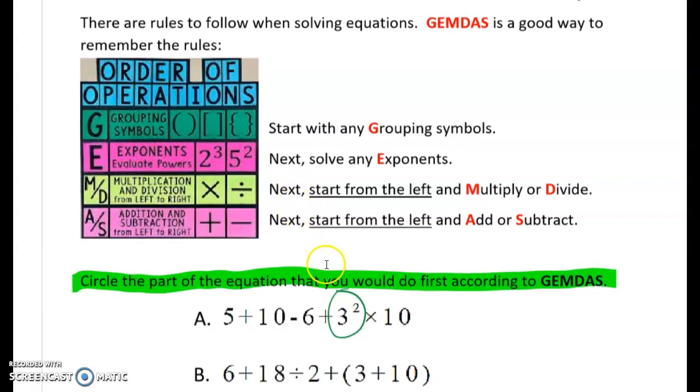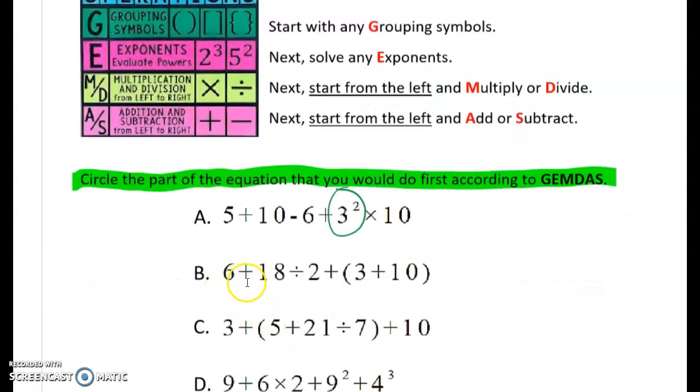B says 6 plus 18 divided by 2 plus parentheses, 3 plus 10, end parentheses. If I come up here, the very first thing I'd have to do according to the order of operations are parentheses. So that is what I would be doing first, the parentheses.